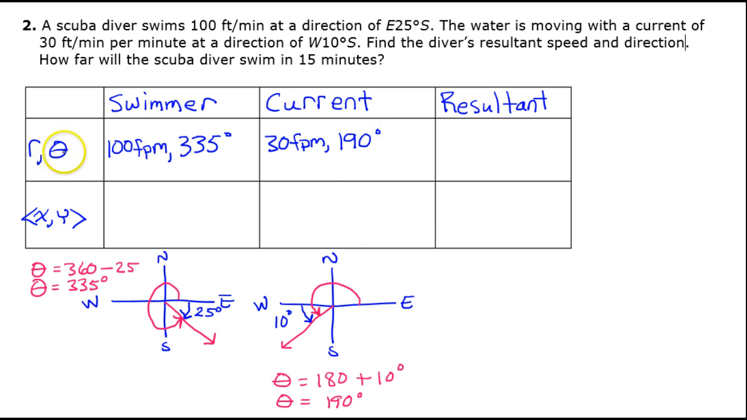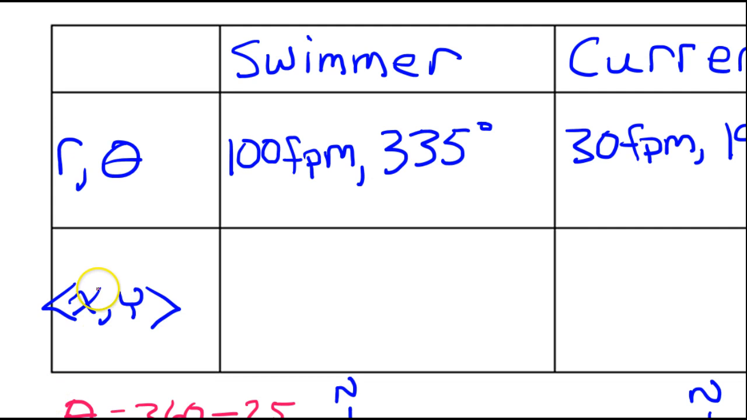Okay, for the chart, you always need the angle measured from the positive x-axis. Now, there's no way to directly add these and come up with the resultant that we need, so we're going to have to convert them into component form, x and y. Now, if you know the magnitude r and the direction theta, measured from the positive x-axis, you can find the horizontal component by doing r cosine theta, and you can find the vertical component by doing r sine theta.